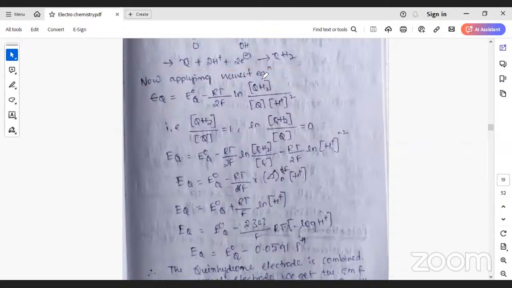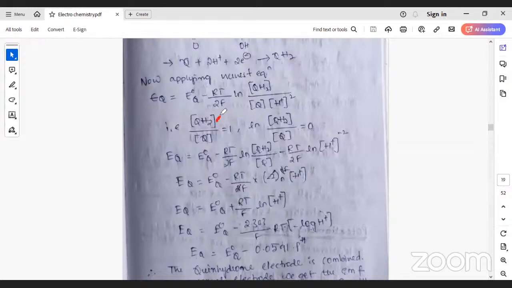Now applying the Nernst equation, E cell is equal to E naught cell minus 2.303 RT by nF ln of the activity of the product by the activity of the reactants. The activity of the product means QH2. The activity of the reactants means Q and H plus. These are the activities of the reactants, and this is the activity of the product.